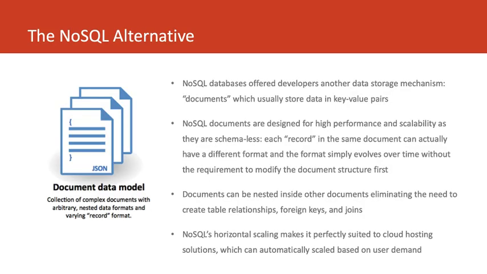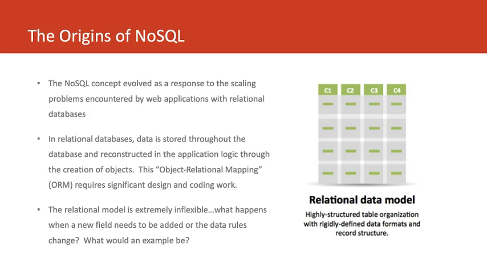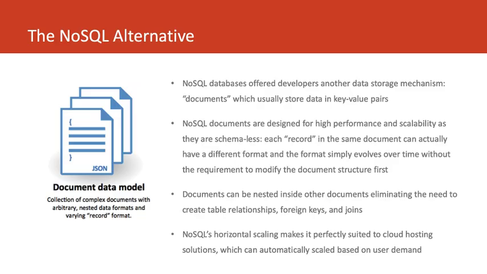So the NoSQL alternative: NoSQL databases offer developers another data storage mechanism, which are called documents, which usually store data in key value pairs. So you can think JSON, key value. NoSQL documents are designed for high performance and scalability. Documents can be nested inside other documents, eliminating the need to create table relationships, foreign keys, and joins.